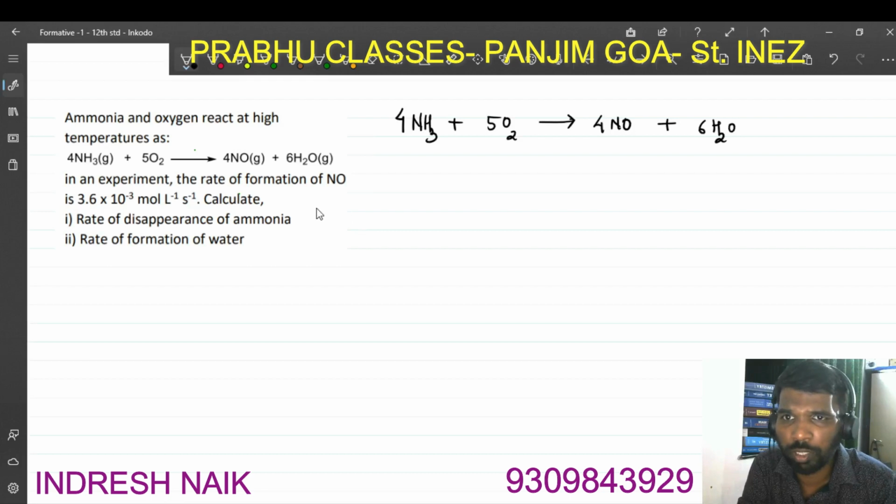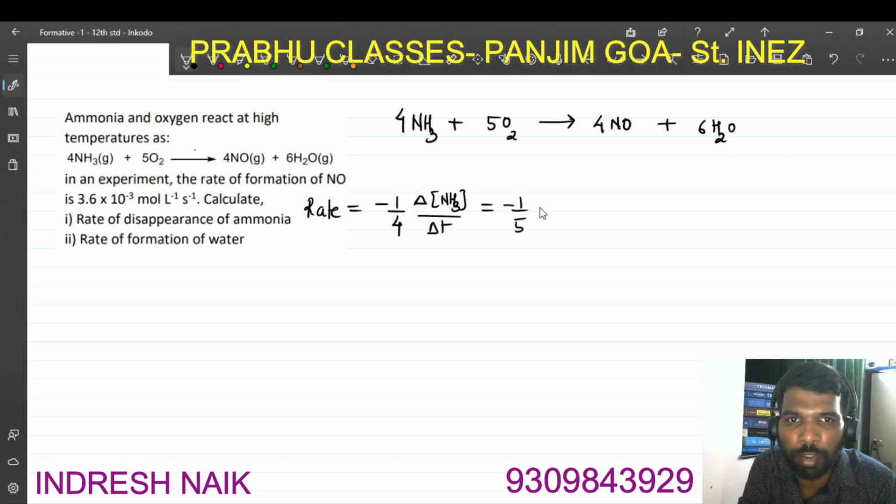Yes. So here I'll write a rate equation. The rate equation is equal to minus 1 by 4 delta change in concentration. Average rate I am writing. This is by delta T, which is equal to minus 1 by 5.